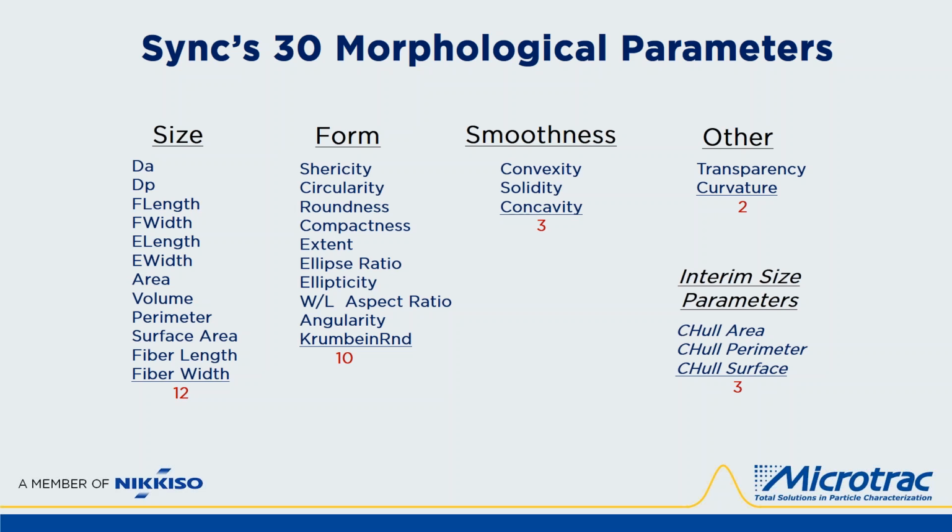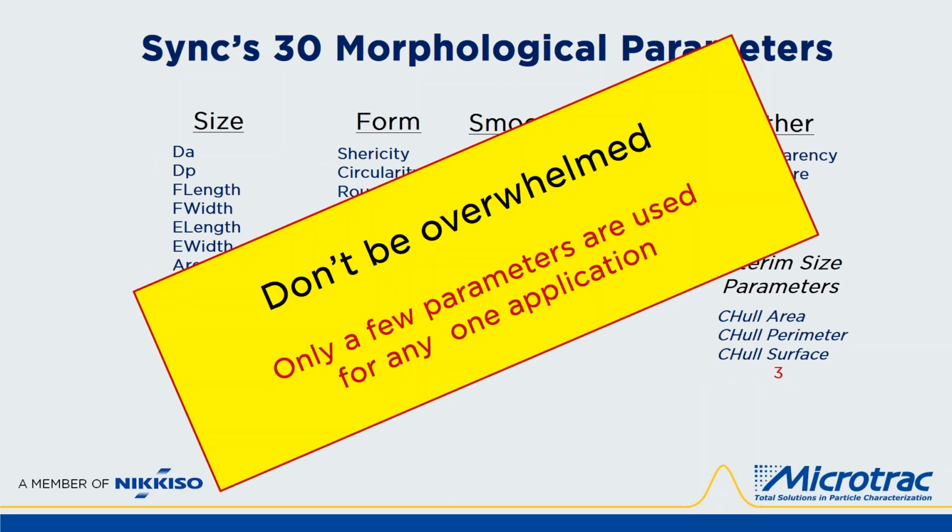2 other parameters report the overall light intensity coming through the particle, transparency, and the curvature of the particle as a gradient of light intensity. Interim size parameters are used to calculate a number of shapes. But don't be overwhelmed. Only a few parameters are used for any one application.